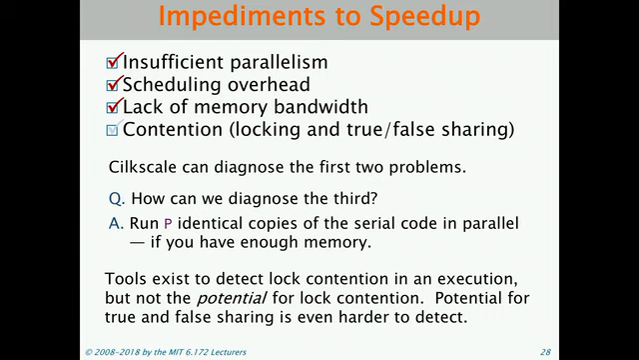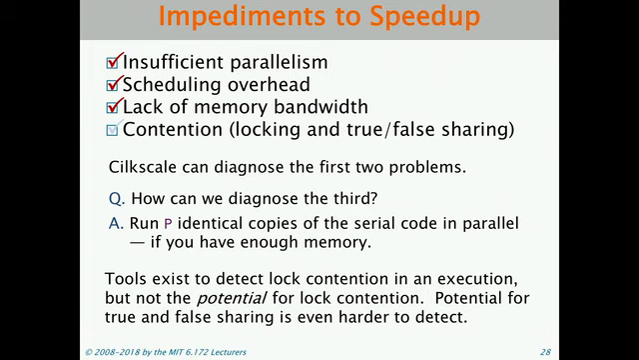Usually when you're trying to debug the speedup bottleneck in your code, you would first look at the first three things here, and then once you've eliminated those first three things, then you can start looking at whether contention is causing the problem. Any questions?